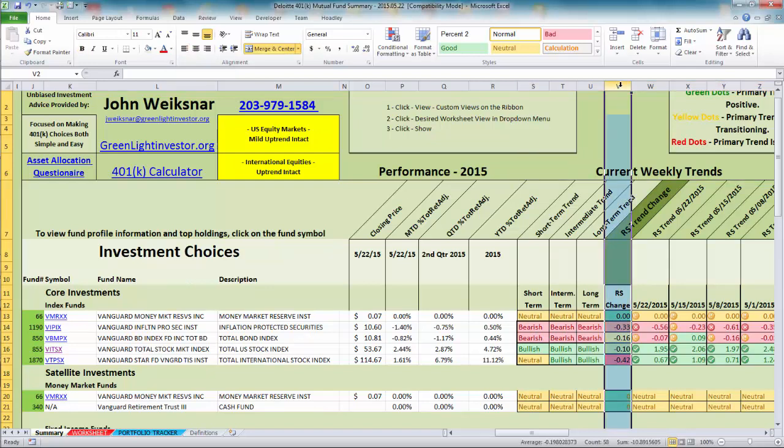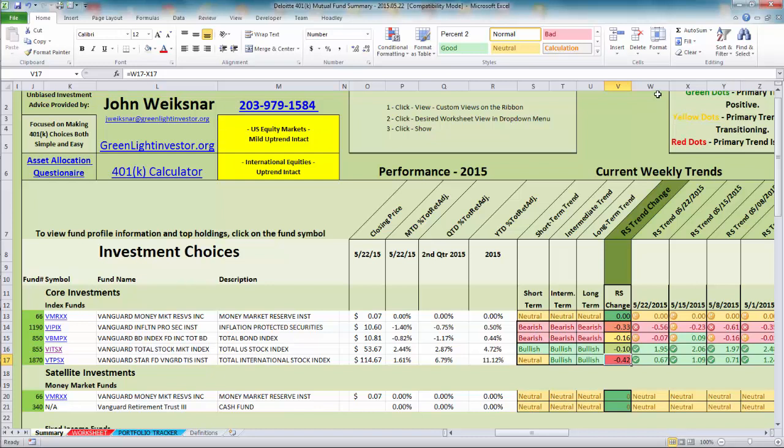Column V shows the week-over-week trend score change. When you see a green cell highlighted, those are the stronger performing funds relative to each other on a week-over-week basis. And when you see the red cells highlighted, those will be the funds that have performed the weakest on a week-over-week basis. The brighter the color, the larger the move in either direction, either plus or minus.